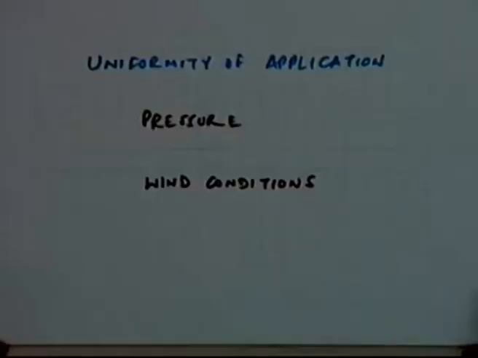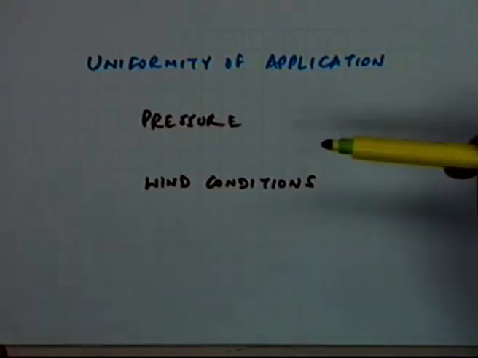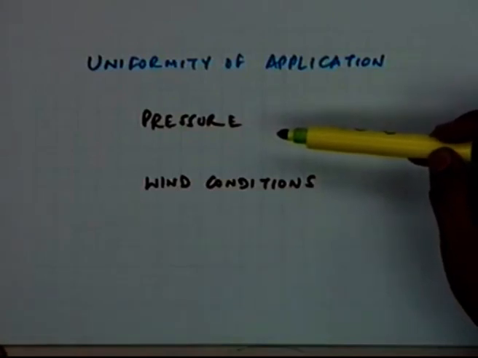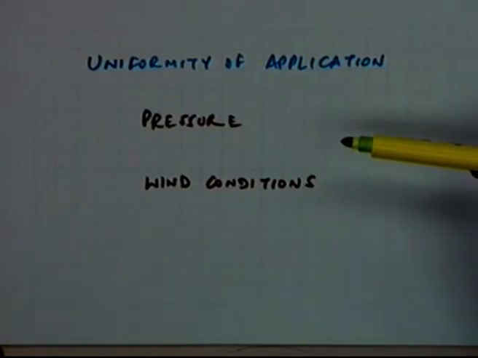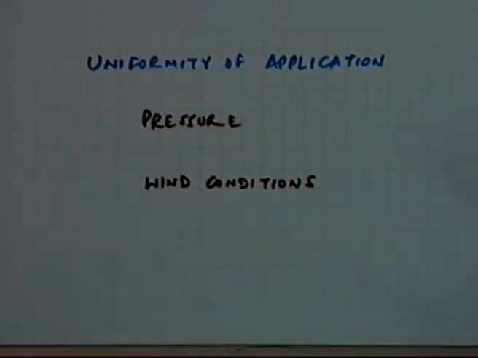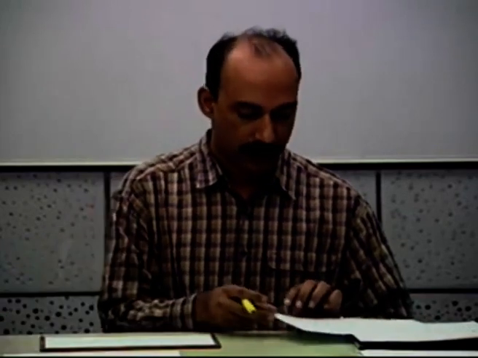Last class we had started looking at the uniformity of application, and we had mentioned that the uniformity of application is highly influenced by two aspects: the prevailing pressures in the network of the sprinkler irrigation system, and the wind conditions, which are the natural conditions. So these two are the factors which influence the uniformity to a large extent.